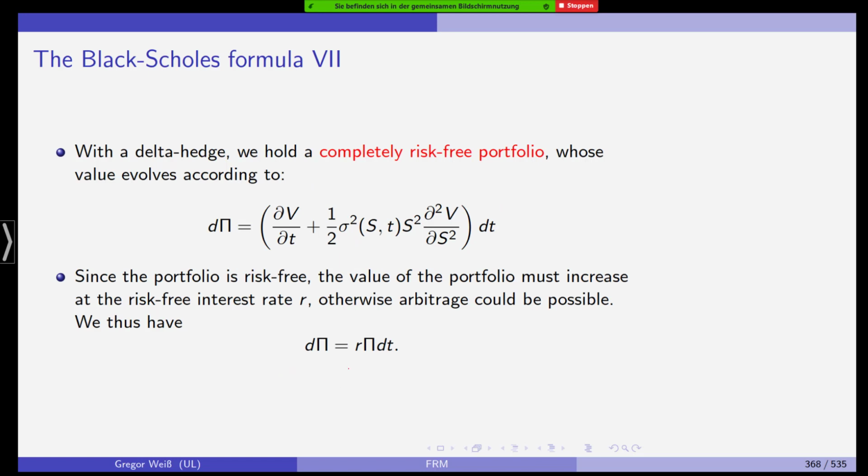So dΠ should actually be r times Π times the change in time. So you get 5% times the change in time, the period you keep your portfolio, times maybe 1 million, because Π is the value of the portfolio. So the change in the portfolio value is 5% times 1 million times 3 months. Actually, we're in continuous time, so it's probably a very, very small amount of time, but that's dΠ. So what you do next is take this and set these two terms equal.